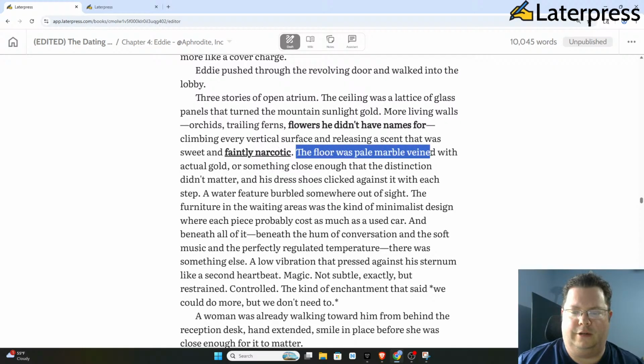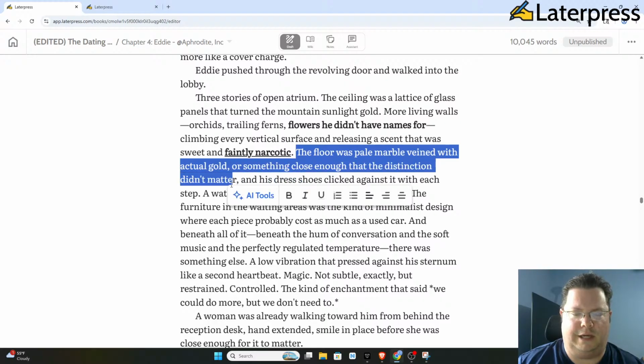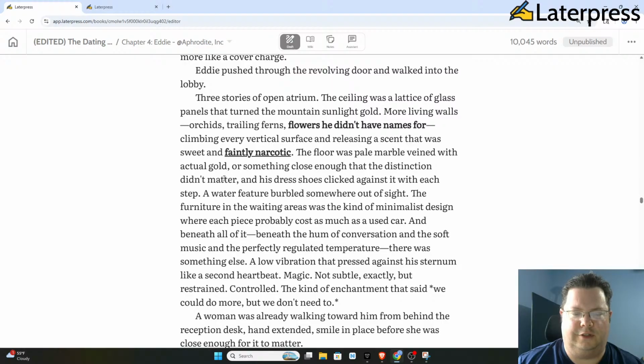The floor was pale marble veined with actual gold or something close enough that the distinction didn't matter, and his dress shoes clicked against it with each step.